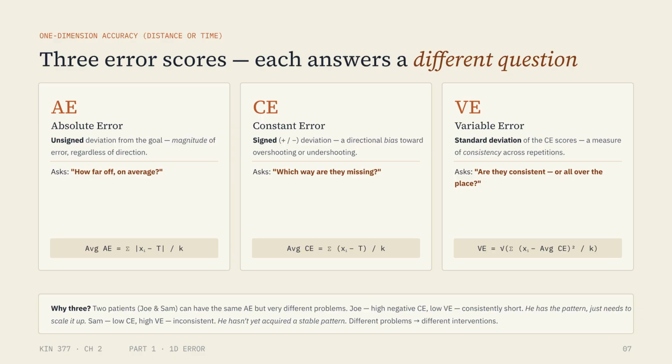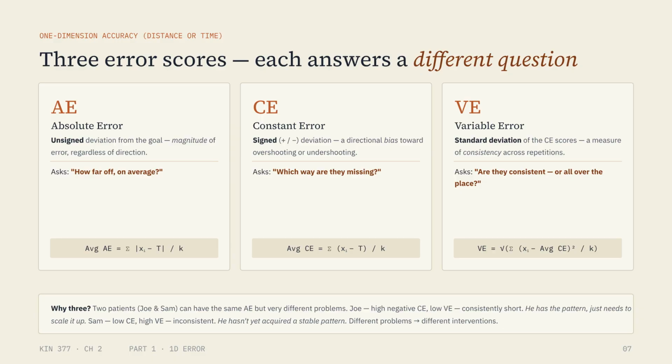Here's why all 3 matter. Look at the box at the bottom, the Joe and Sam example from the textbook. Both Joe and Sam are physical therapy patients working on stride length with a 50-centimeter target. Both have the same AE, 11 centimeters, identical magnitude of error. But Joe has a high negative CE, minus 11, and a low VE, about 3. That means Joe is consistently short. He has the basic pattern, he just hasn't yet scaled it up to a full 50-centimeter stride.